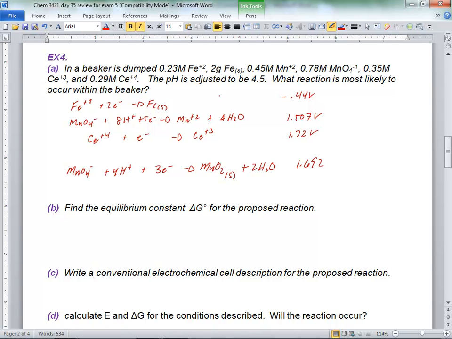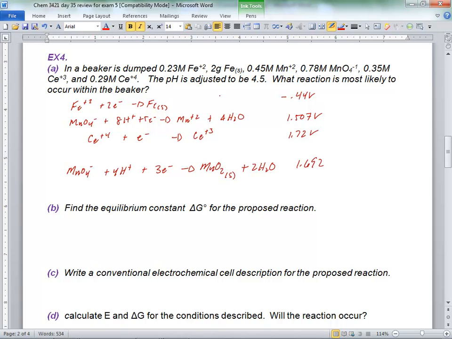Did I write the permanganate one on top? Permanganate, 8 hydrogen ions plus 5 electrons goes to manganese plus 2. Okay, so now what's the name of the game? You want to get the most positive E0. That's what nature's going to do. I don't know if I'm going to need it or not, because I know that this forward reaction can occur, the other one can't. So it's a possible reaction.